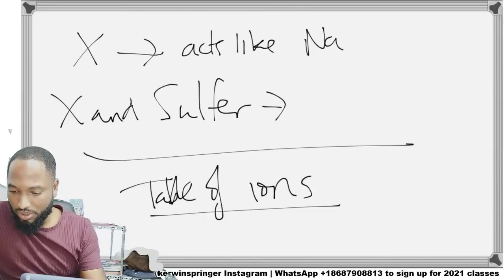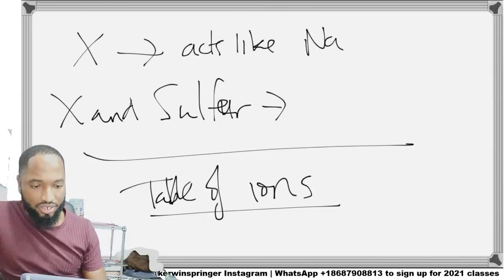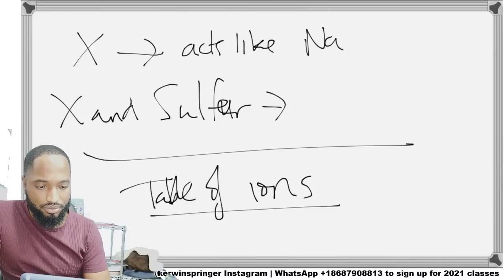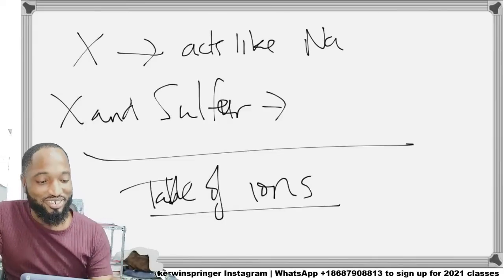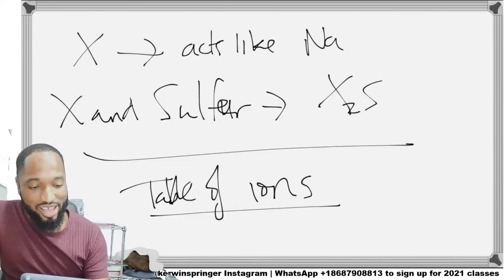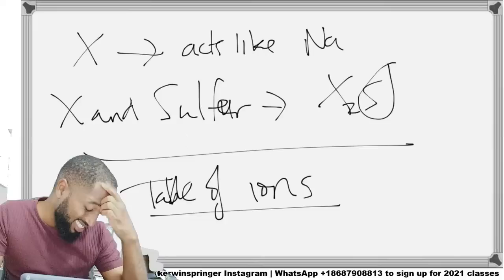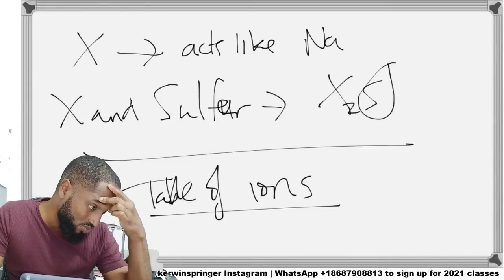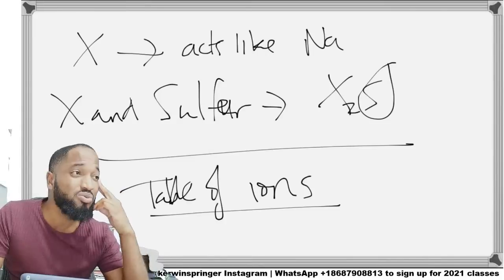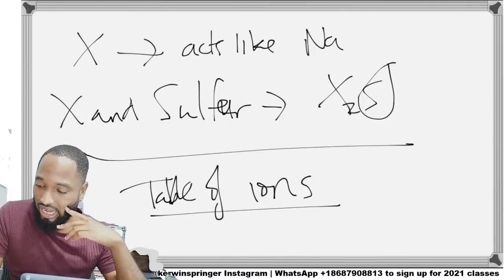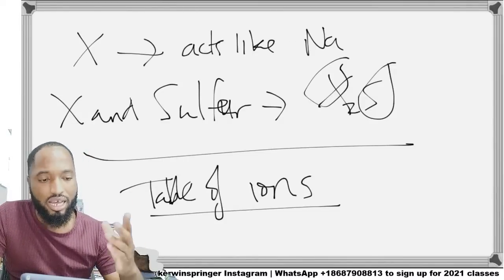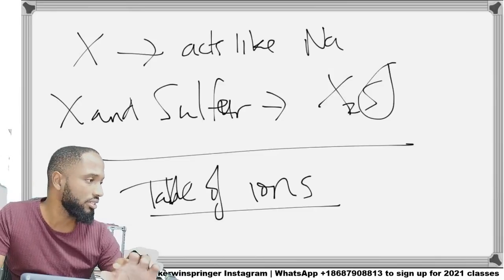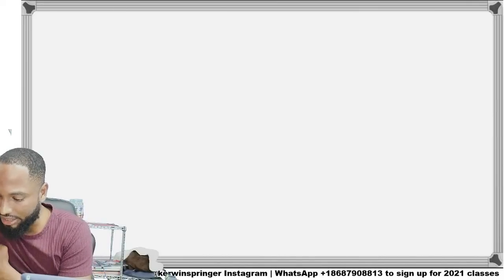Did I spell sulfur with an E? Sulfur. Alright, so you'll get X2S. Sulfur is 2 minus, so X sulfide. And the sodium ion is 1 plus, right? So X2S, great. Know the cations and anions table, yes.